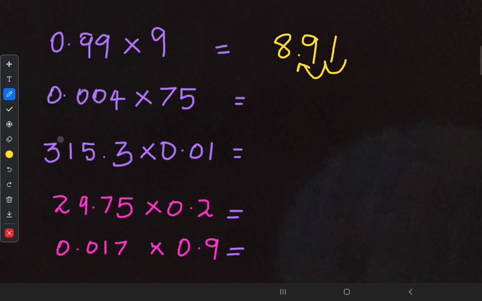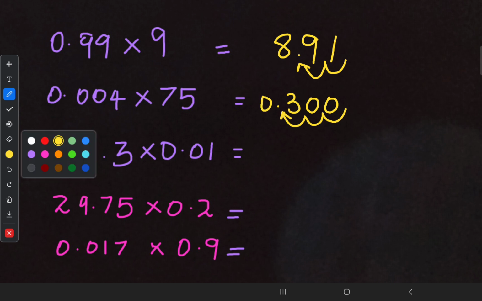For our next one, that is 4 times 75. That will be 300. There are 3 digits after the decimal point. So we have to place 1, 2, 3 digits before here. It will become 0.300.